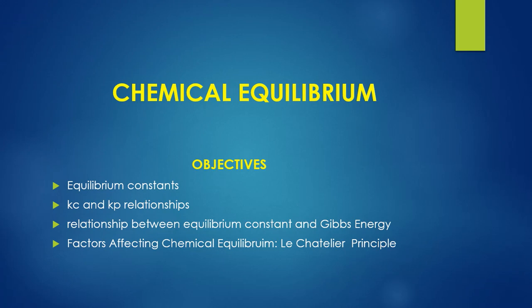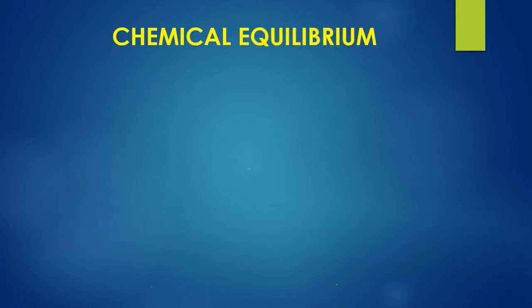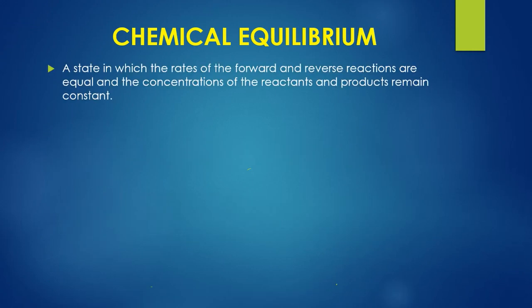For today, we'll look at the equilibrium constants. So before I teach you on the equilibrium constants, you need to understand what chemical equilibrium is. So what is chemical equilibrium? Chemical equilibrium is a state in which the rates of the forward and reverse reactions are equal and the concentrations of the reactants and products remain constant.